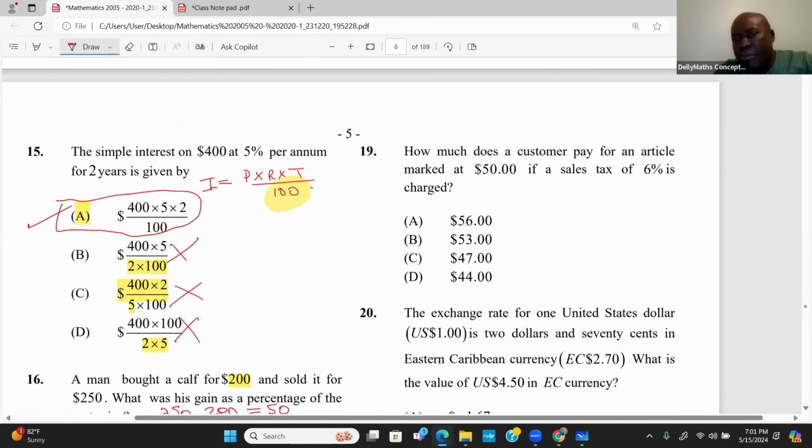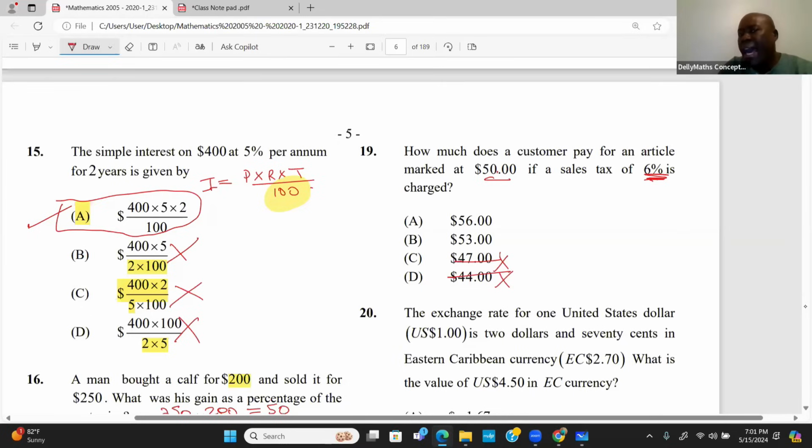How much does a customer pay for an article marked $50 if a sales tax of 6% is charged? Now, you might see this. A lot of people might try to find 6% of this, and after that, they're going to add it to it. But I'm going to say, if 6% will be added, then the figure must be more than $50. So this is off and that is off. And that's what I'm saying.